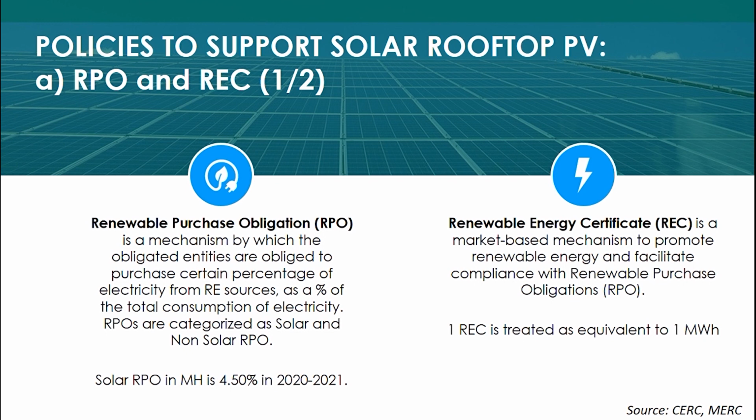In Maharashtra for 2020-21, the solar RPO has been set to 4.5% and is likely to increase in the next few years. Now, if the obligated entity is unable to meet the RPO obligations, they can purchase renewable energy certificates, or RECs, from an exchange platform such as IEX. One REC is equivalent to 1 megawatt hour of energy. These RECs can help in meeting the RPO obligation of the entity if they are unable to procure energy from RE sources themselves.